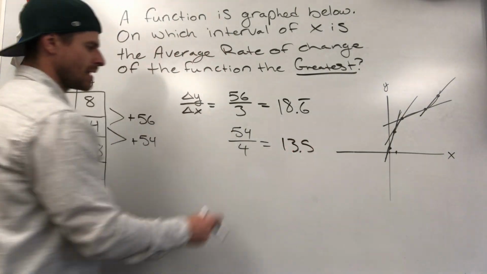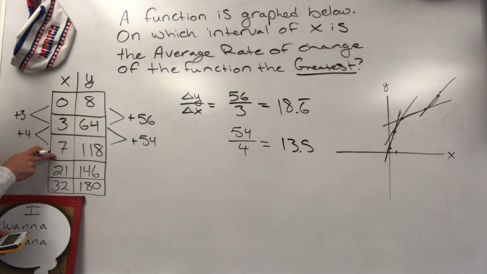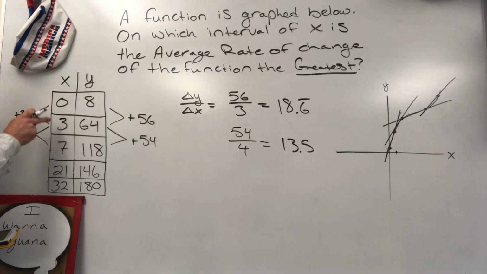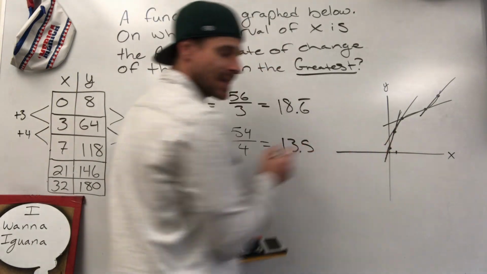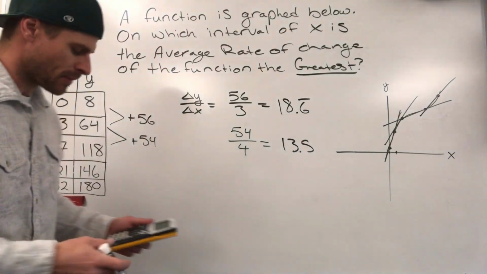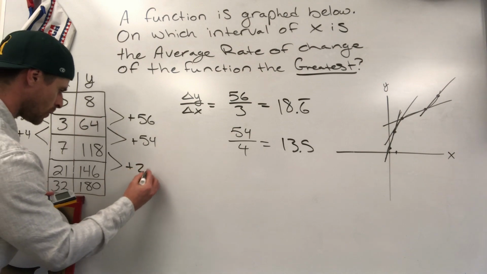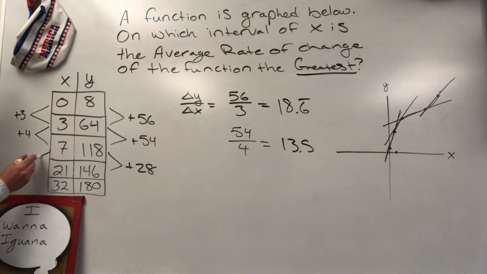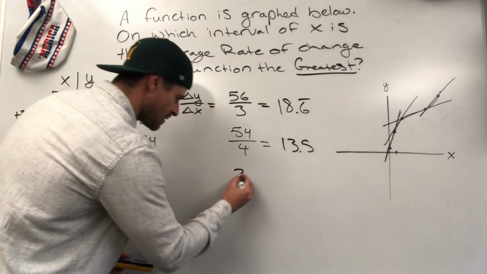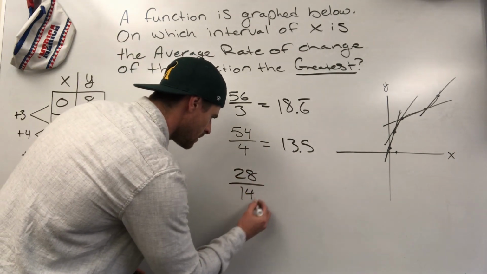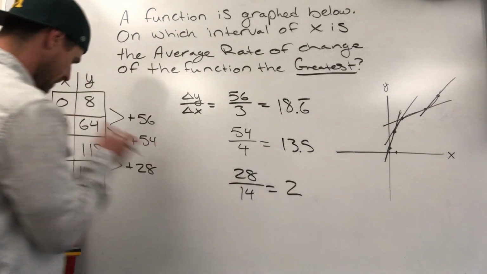Right away, I can tell you that the average rate of change between 3 to 7 is less than the average rate of change between 0 to 3. We can tell on our graph over here because remember the second line I drew, not nearly as steep. Okay, 118 to 146, that's 28. 7 to 21 is plus 14. Take 28 over 14. Those numbers have something special about them. That's going to come out to 2. Okay, 28 is double 14.